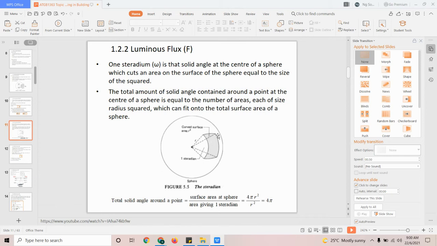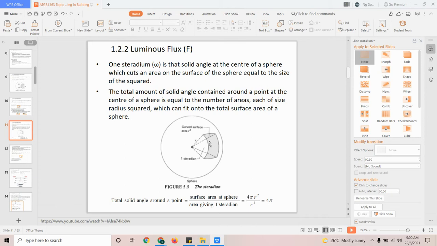So if you take a sphere, we find out what is the surface area of it, and we divide it by an area giving one steradian, which is equivalent to r squared. We will work out that the total solid angle around a point is 4 pi. So basically what I just mentioned to you is what this information on top is trying to let you know.